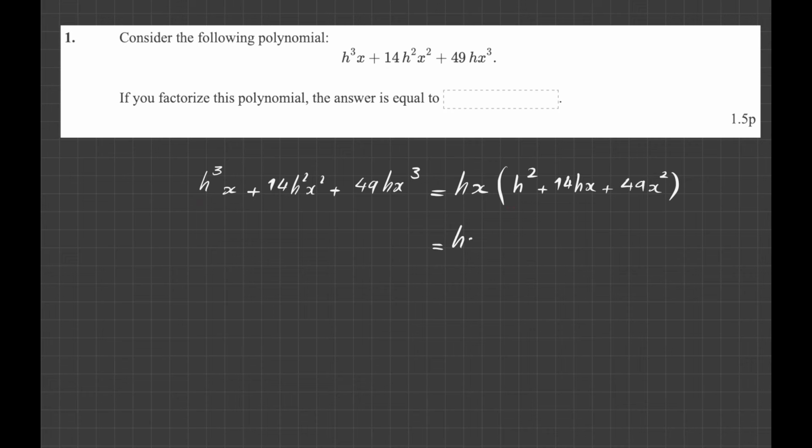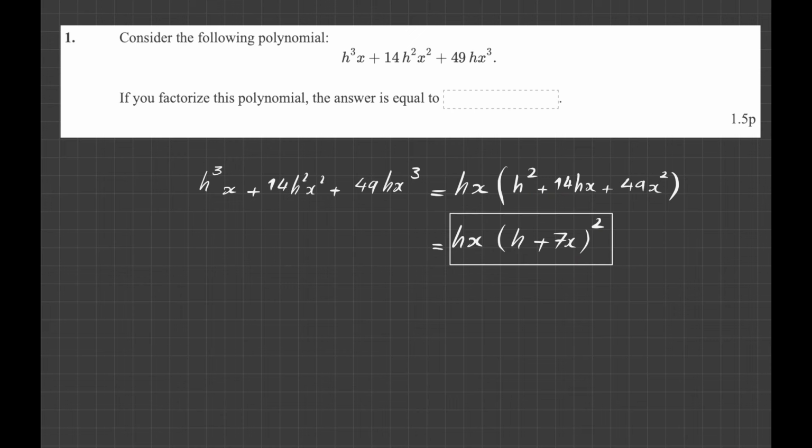So this becomes hx, the copy and paste of the first part, and then I would write h plus 7x to power 2. Let us double check. If I ask you to expand this, you would say the first one squared, which gives me this one, 2 times the first one times the second one, which gives me the second term, and finally the second one squared, which gives me the last term. So what I have done is correct. So this is the answer to this problem.